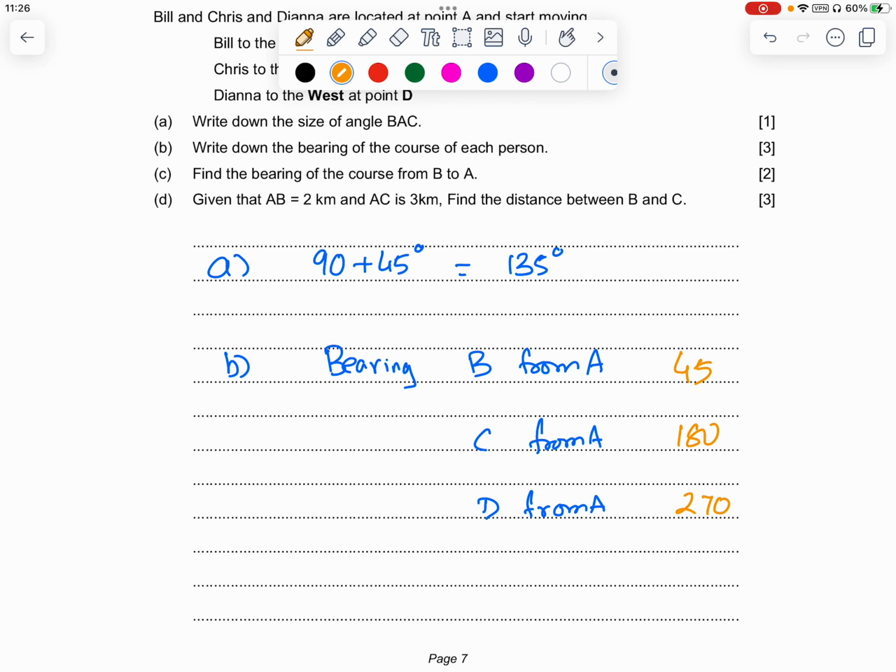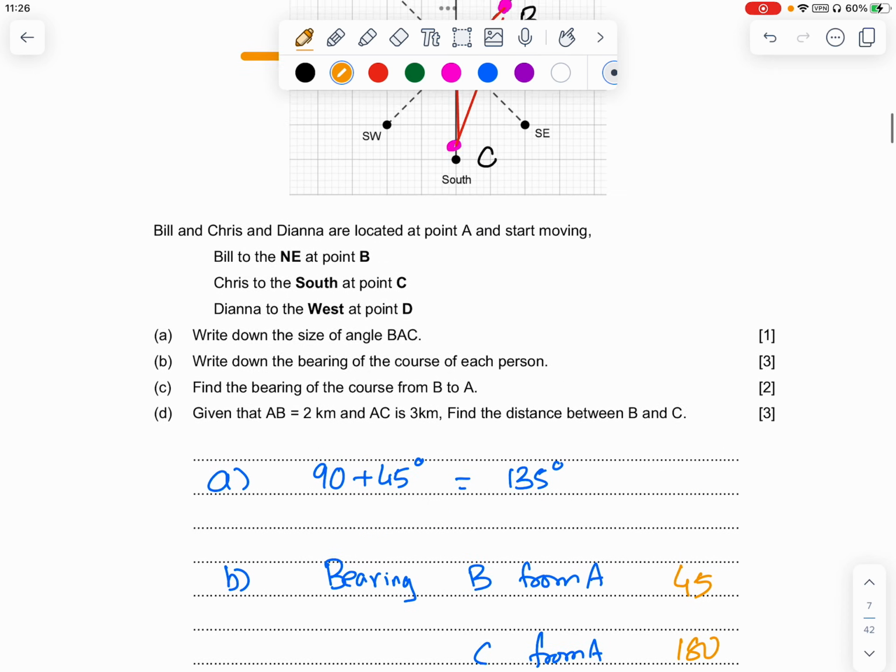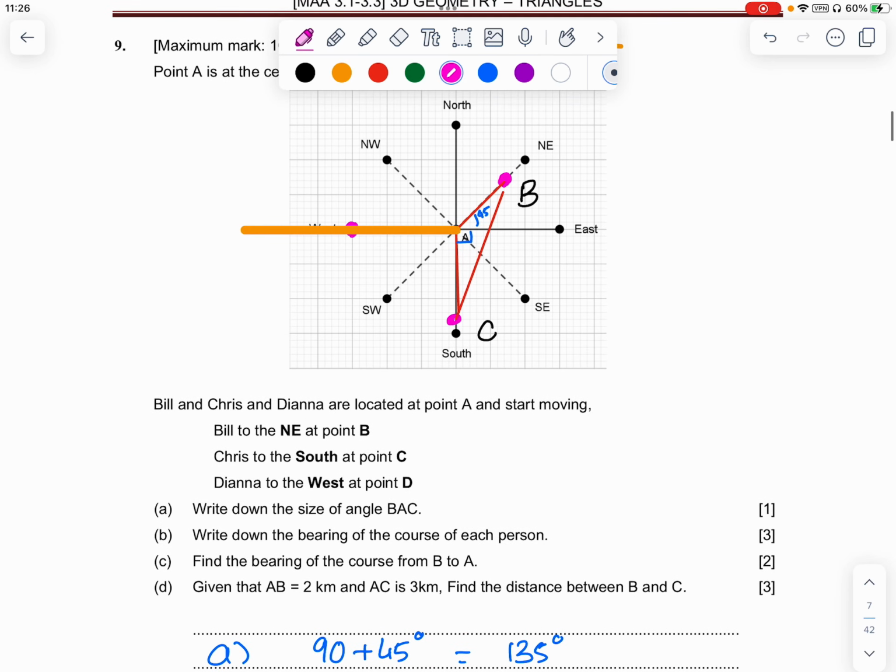Write down the bearing, find the bearing from B to A, from B to A. So this time I'm starting from B. So this is B, that's north. Then I should reach A, 90, 180, then another 45. So 180 plus 45. So see clearly. So what is happening over there?